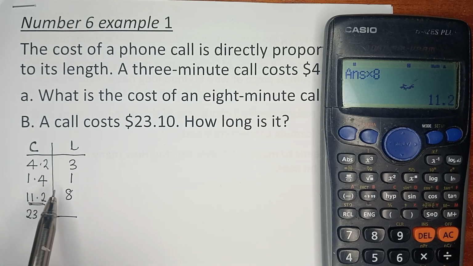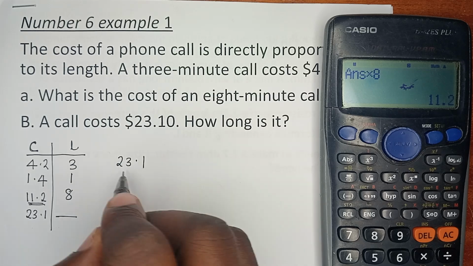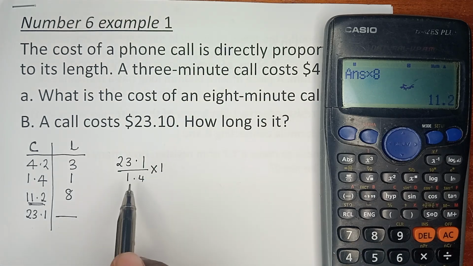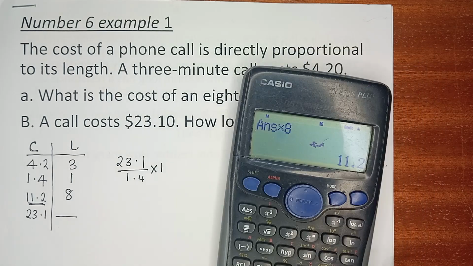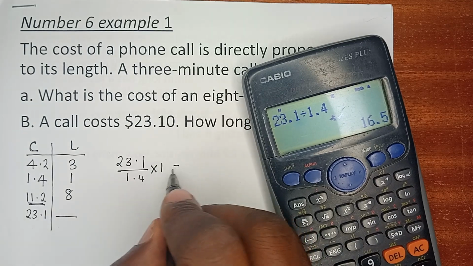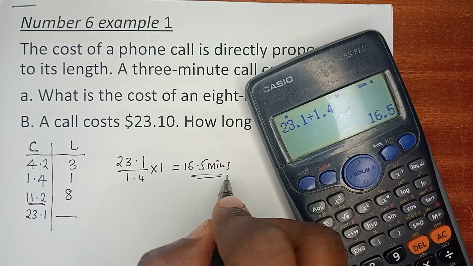So we would want to understand, or even to know, or to find out how many minutes are these, or therefore how many $1.4 are in 23.1. So we can easily have 23.1 divided by 1.4, and we multiply by 1 because each minute is costing 1.4. So 23.1 divided by 1.4, of course, times 1 remains the same. This is equal to 16.5 minutes.